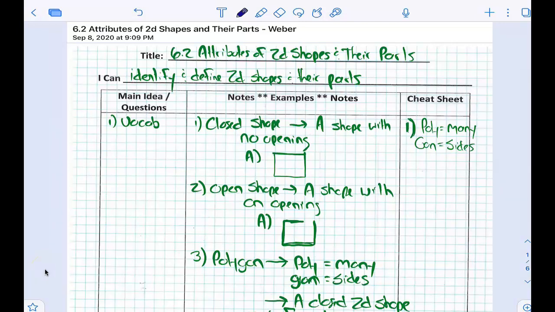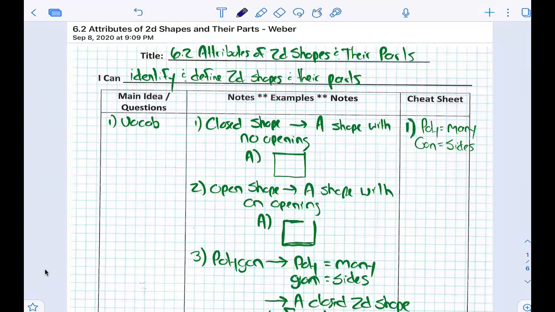Today we are working on 6.2, attributes of 2D shapes and their parts. What are attributes? Attributes are things that go together. They describe things, right? Did we not talk about that last week? Attributes describe. So, attributes of 2D shapes and their parts. Can you identify and define 2D shapes and their parts? Yes. 2D means it is, what does that mean? Flat. 2D means two-dimensional or flat.